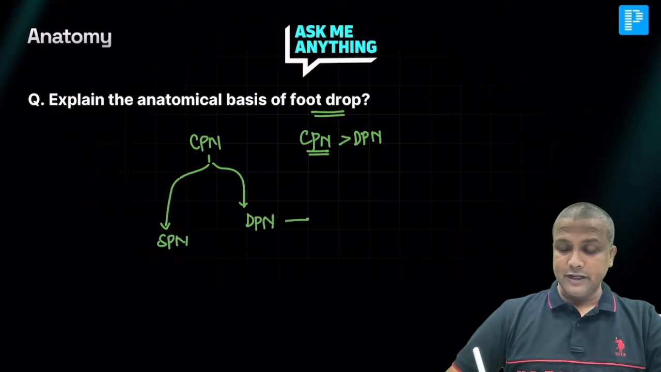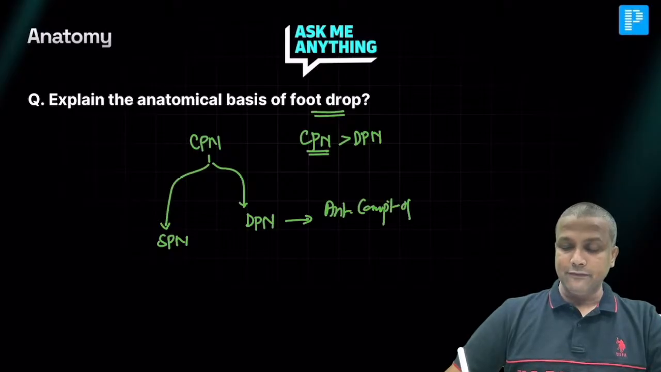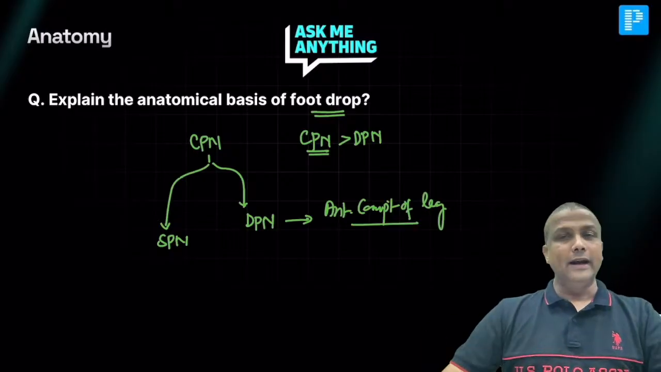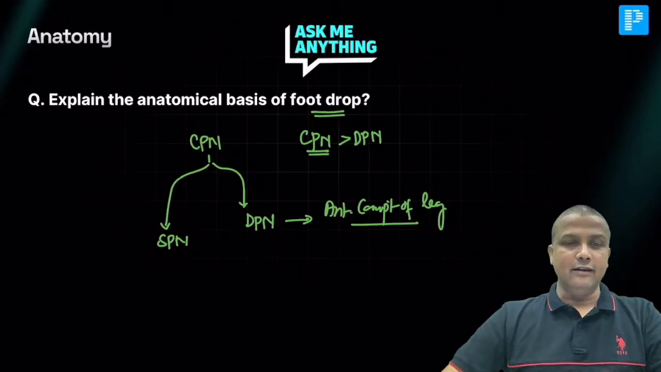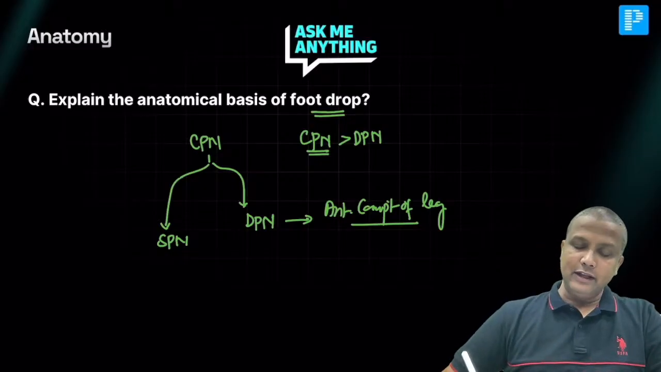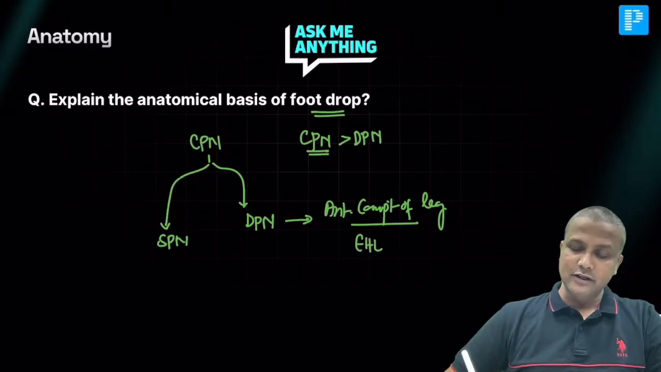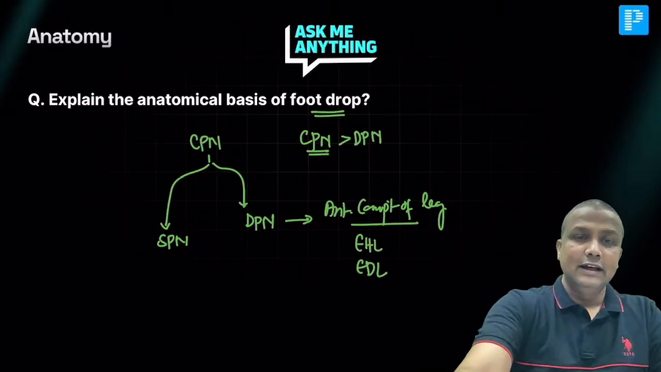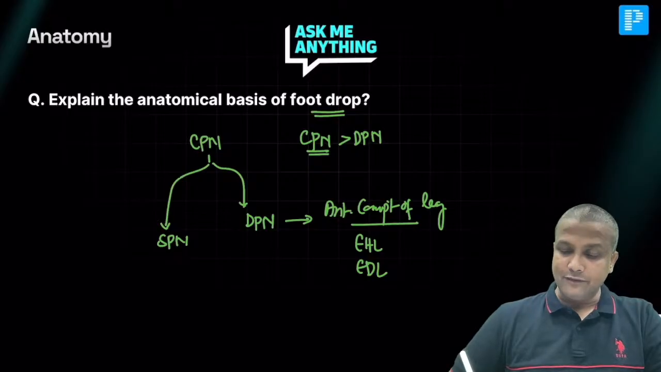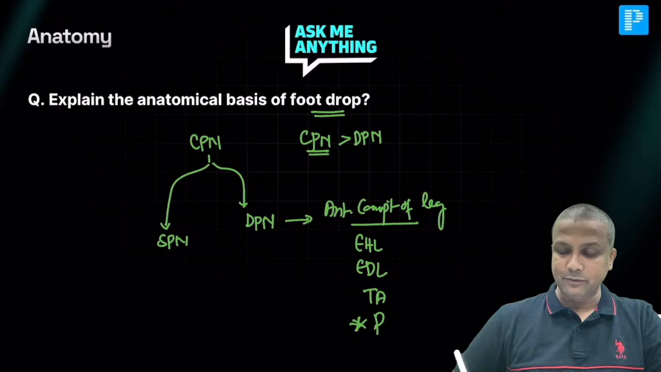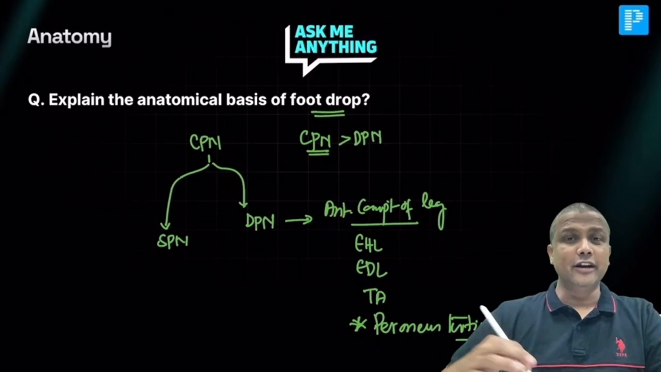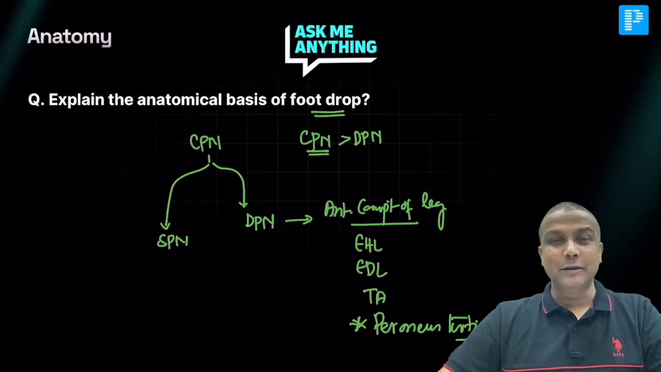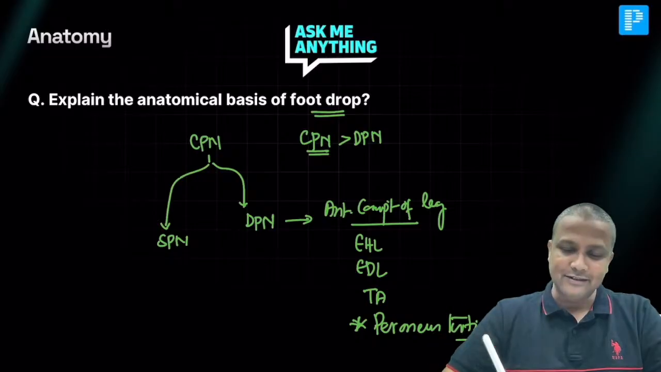And as I told you just now, the deep peroneal nerve will be supplying all the muscles present in the anterior compartment of the leg. In that anterior compartment, you'll have extensor hallucis longus, extensor digitorum longus, and of course, since it is the anterior compartment, you also have the tibialis anterior muscle there. Recently asked in the exam, there is one more muscle here, that is peroneus tertius. They asked what is the nerve supply of this peroneus tertius. Remember, the answer is deep peroneal nerve. That was recently asked in the exam, sir.